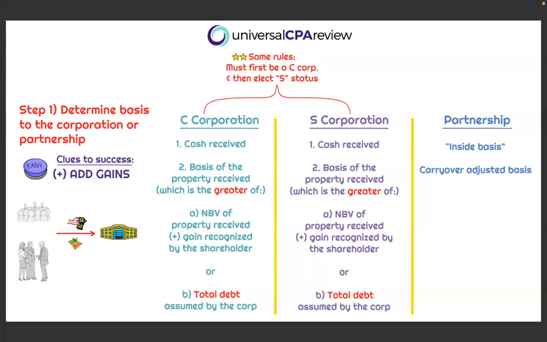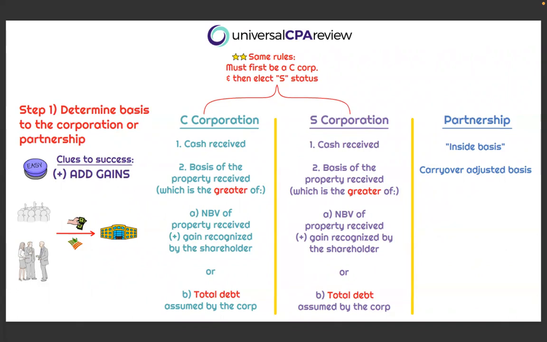Let's start by talking about the basis to a C corporation. A C corporation receives, let's say, property. When you're thinking about property received, and how we recognize the basis in that property, it could be land, a building, or machinery. It's always going to be recognized as the greater of the net book value of the property received plus any gains recognized by the shareholder. When you're thinking about gains recognized by the shareholder, we'll talk about this in a little bit, but there are different forms of gains.